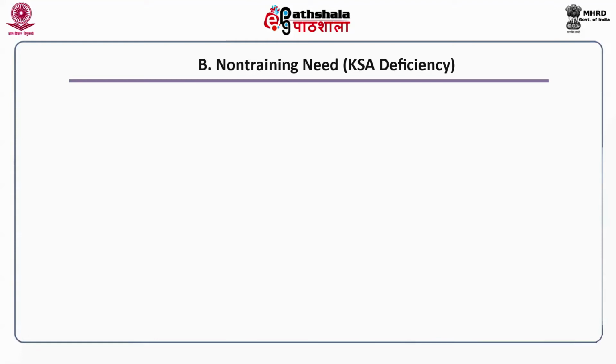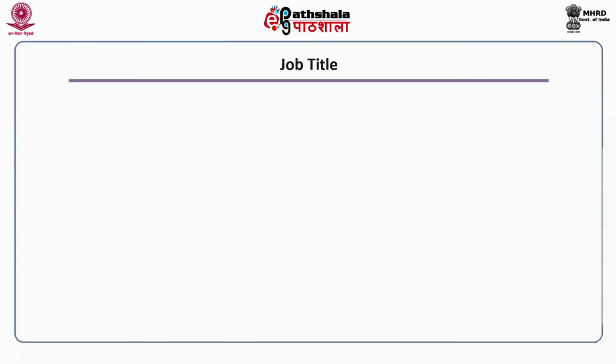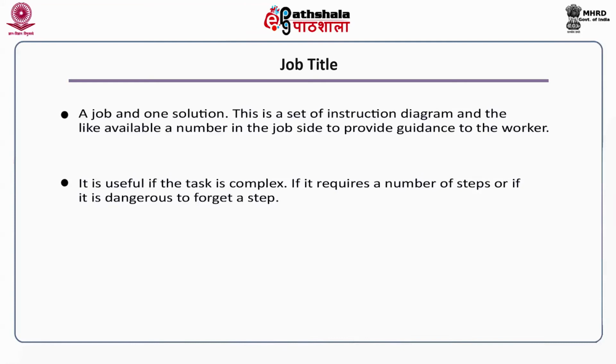Non-training need, KSA deficiency. Now let's examine the non-training needs where a KSA deficiency is present, that is, knowledge, skill and attitude deficiency is present. Job title. A job and one solution. This is a set of instruction diagrams available at the job site to provide guidance to the worker. It is useful if the task is complex, requires a number of steps, or if it is dangerous to forget a step.